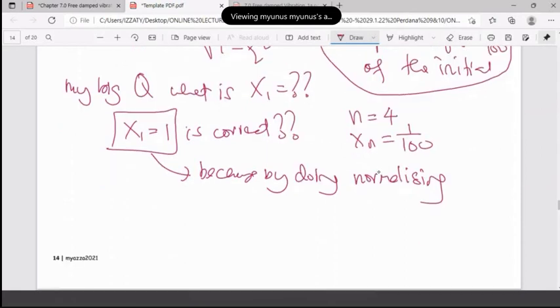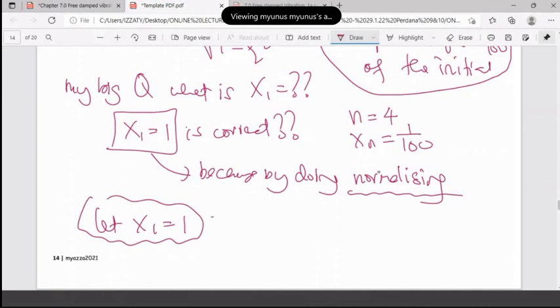By doing normalizing, meaning that we let x1 equal to 1. Look at the y, because we're doing normalizing, by letting x1 equal to 1, always. Regardless of any circumstances, this one is always x1 equal to 1.